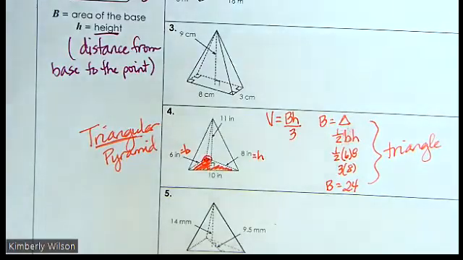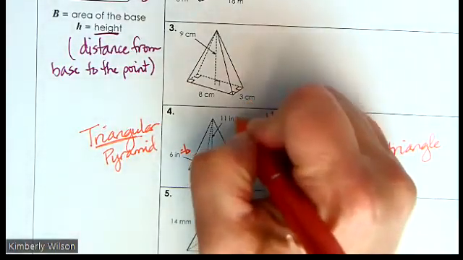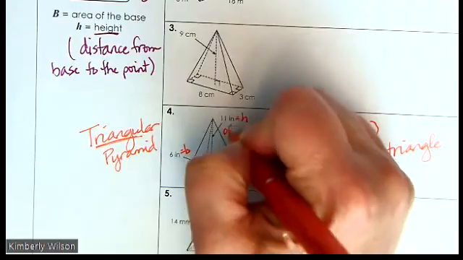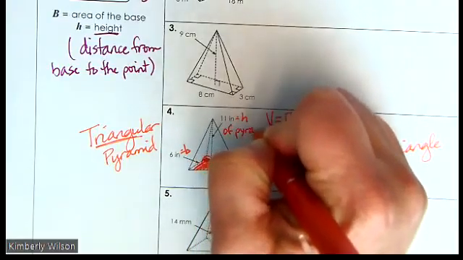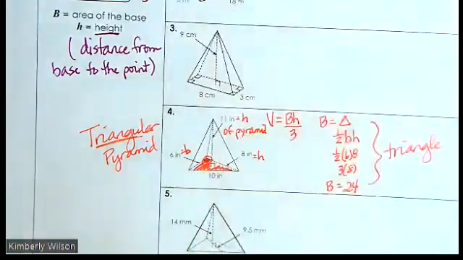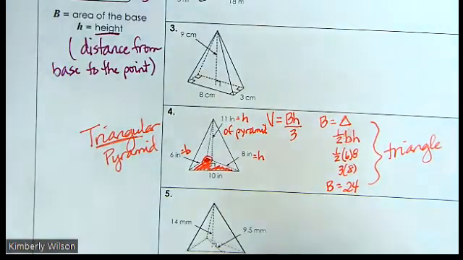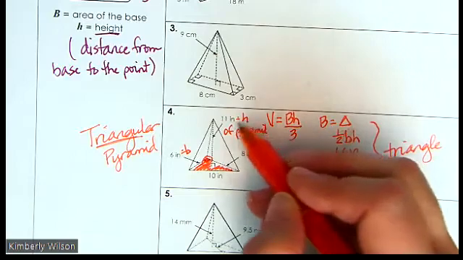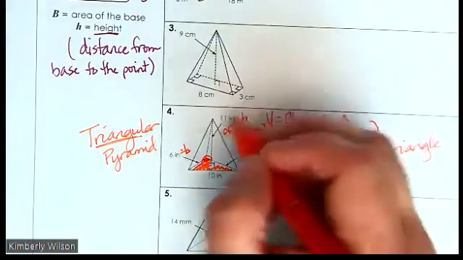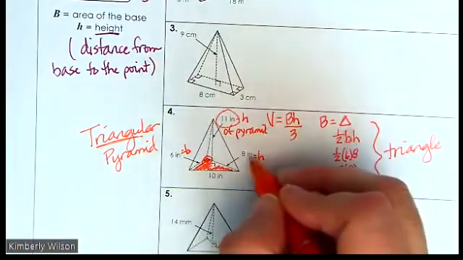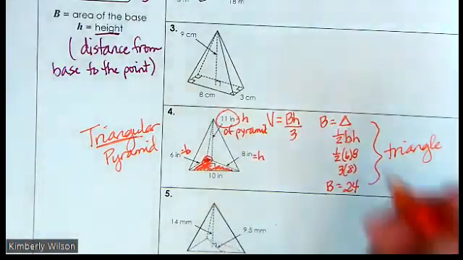Now, the 11, that's where I need to understand this is the height of the pyramid. I'm dealing with two heights here, so you may want to label them so that you know that these two are different heights. This is the height of the 3D figure. This is the height of the triangle. Okay, so now we plug in.